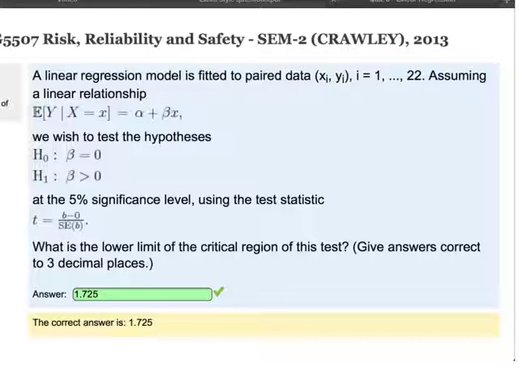Pretty straightforward once you remember that the beta value has a t-distribution with n minus 2 degrees of freedom.